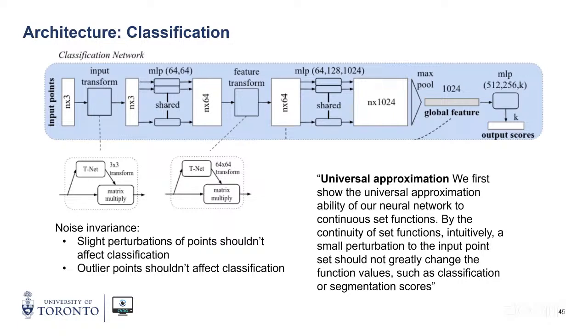Another interesting result is that they make some argument about the continuity of set functions, where if you have slight perturbations in your points, this shouldn't affect your output too much. This, of course, is not a very good argument, because these perturbations could be below numerical precision on a computer. Mathematically, this doesn't really hold up or tell us anything interesting in practice. We might want a more clever way to analyze our network.